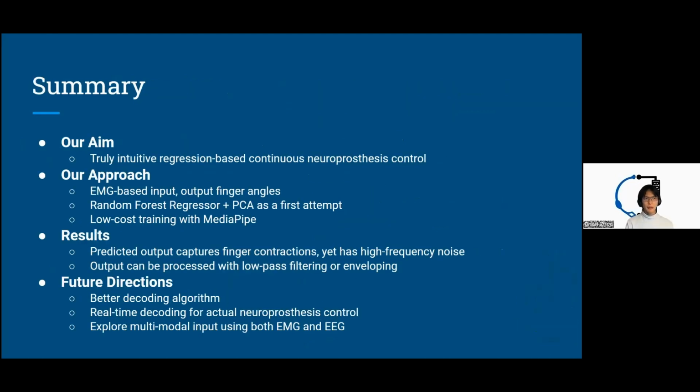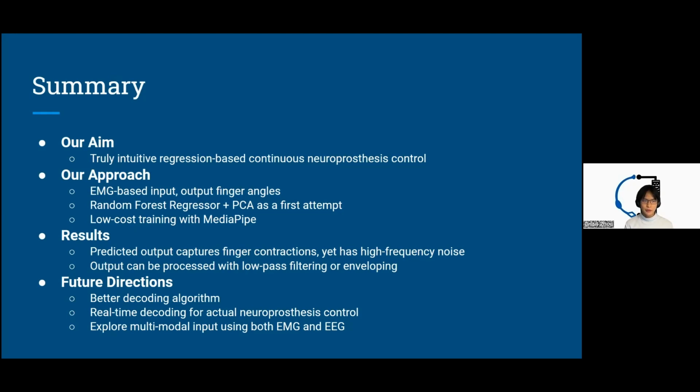So for a brief summary, the aim of the project is to achieve truly intuitive, regression-based continuous neural prosthesis control. Our approach so far is to use EMG-based input and train a regression algorithm to output angles of finger contractions. The regression algorithm we adopted is the random forest regressor in conjunction with principal component analysis, and low-cost training is achieved by using MediaPipe hand gesture recognition.